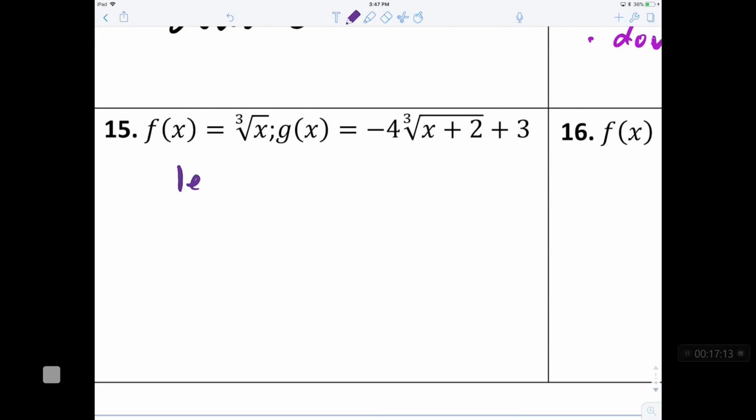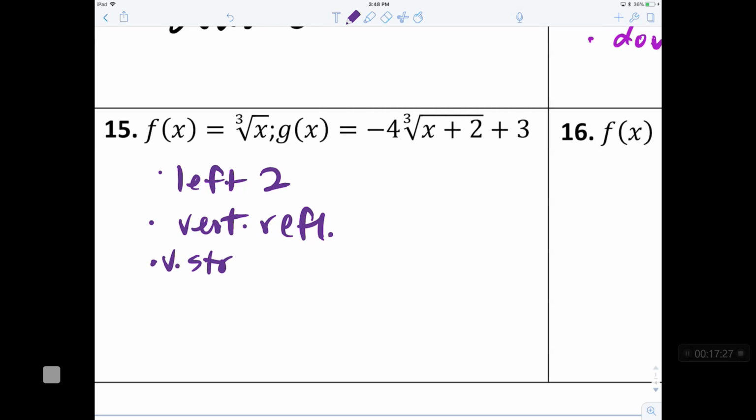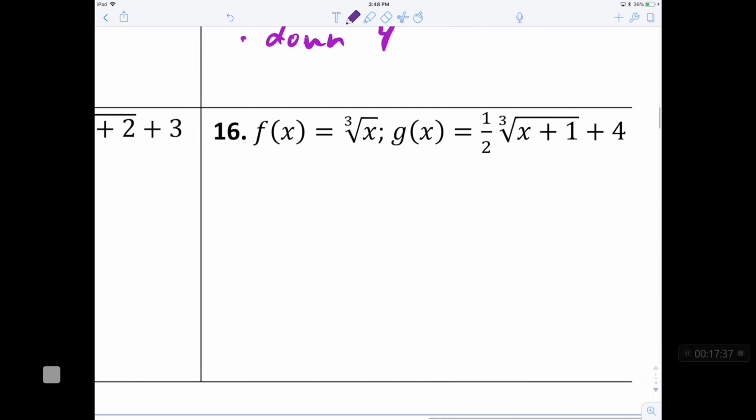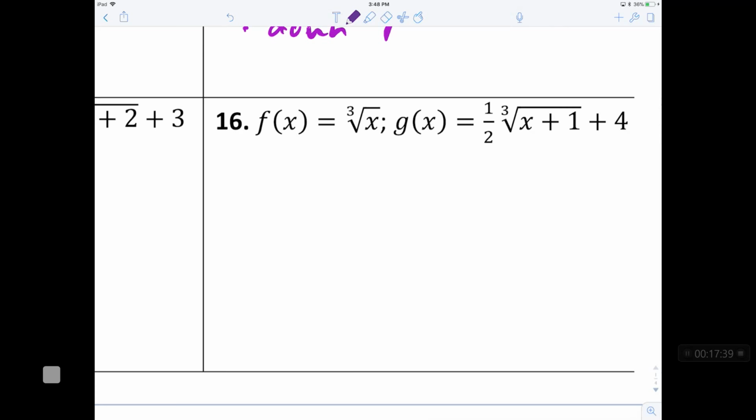All right, left 2, and then vertical reflection. Stretch, and I want to say vertical stretch of 4. We don't want to go down, we want to go up 3. Number 16.